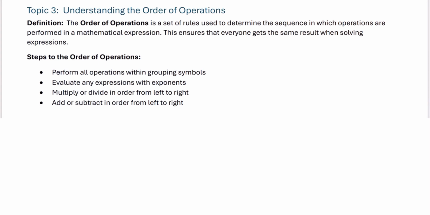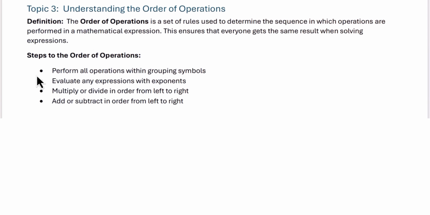The order of operations is a set of rules used to determine the sequence in which operations are performed in a mathematical expression. This ensures that everyone gets the same result when solving expressions. The steps to the order of operations are: 1. Perform all operations within grouping symbols.